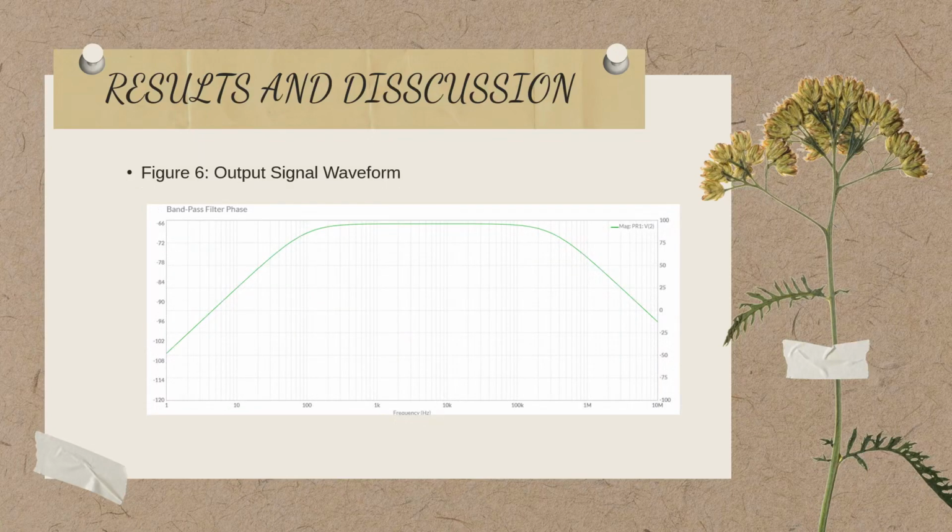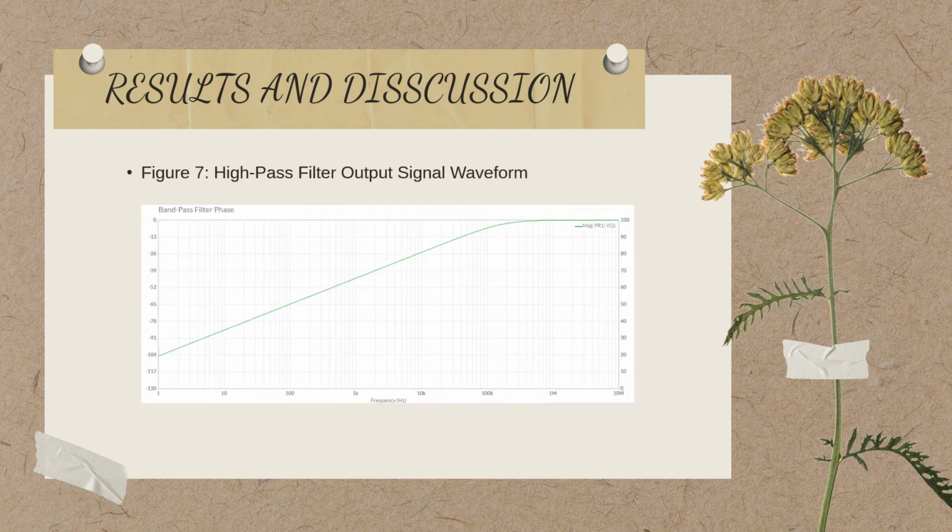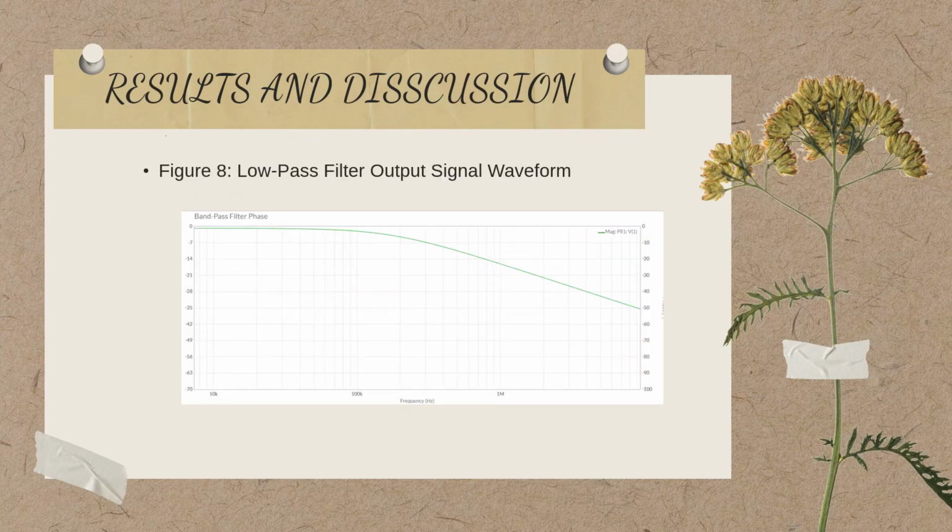Next, we have figure 6 of the output signal waveform. As we can see, the circuit has successfully pulled out an output, which is the band pass filter signal. The band pass filter signal presented in figure 6 consists of two parts, which are the high pass filter signal and the low pass filter signal. Figure 7 is the high pass filter signal from figure 6, and in figure 8, we can see the low pass filter output signal waveform.